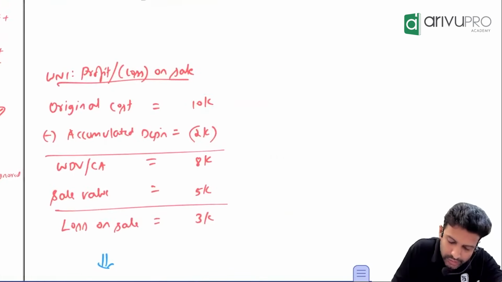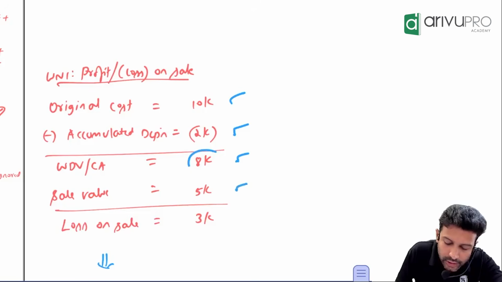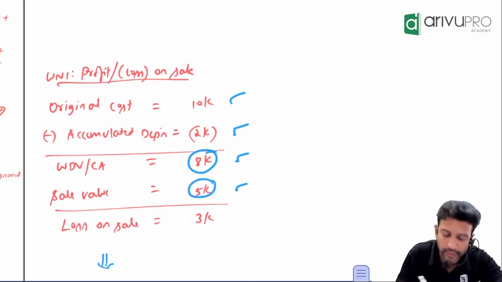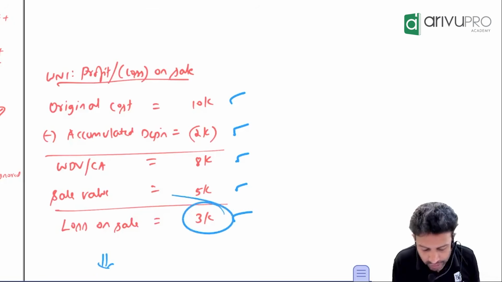How much? 10,000. So far, how much have you depreciated? 2,000. That means what is the value of the asset? 8,000. How much did you sell it for? 5,000. 8,000 worth of asset you sold it for 5. So that means you made a loss of 3. Done now. This 3,000 is a loss.